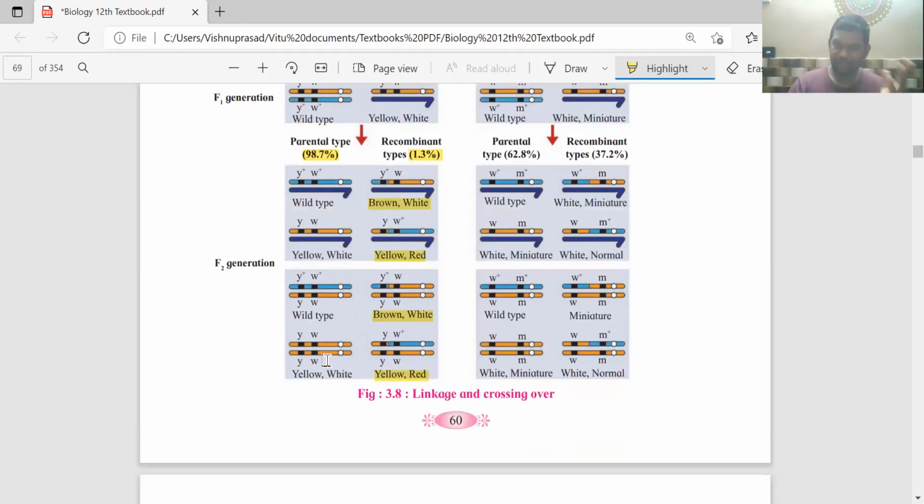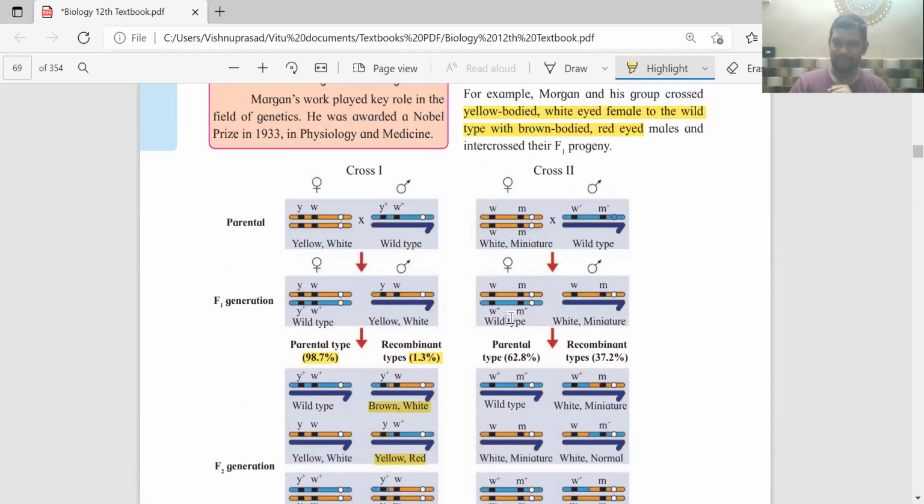But compared to this, see the second cross. You can see the parental combination as white and miniature, and the other type. But look carefully at this part. See the distance between the genes in these two, and the distance between the genes over here. Can you see the difference? The distance between the genes, those black lines. And here also.